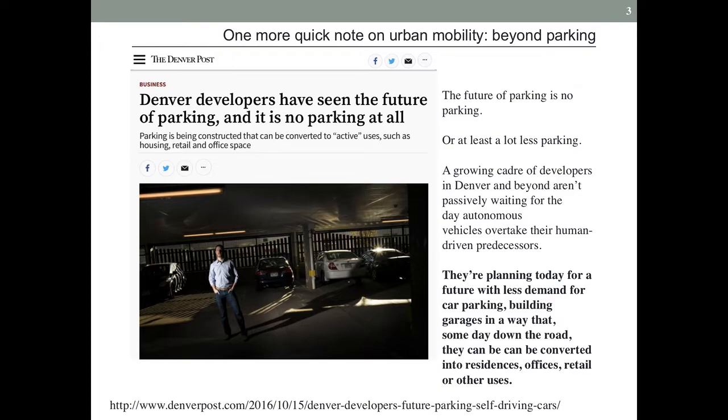Look at that paragraph I've boldfaced. They're planning today for a future with less demand for parking and building parking that can be repurposed. So I think it's an interesting thing to note. Who knows how fast these changes will happen, but looks like they'll happen at least to some extent.